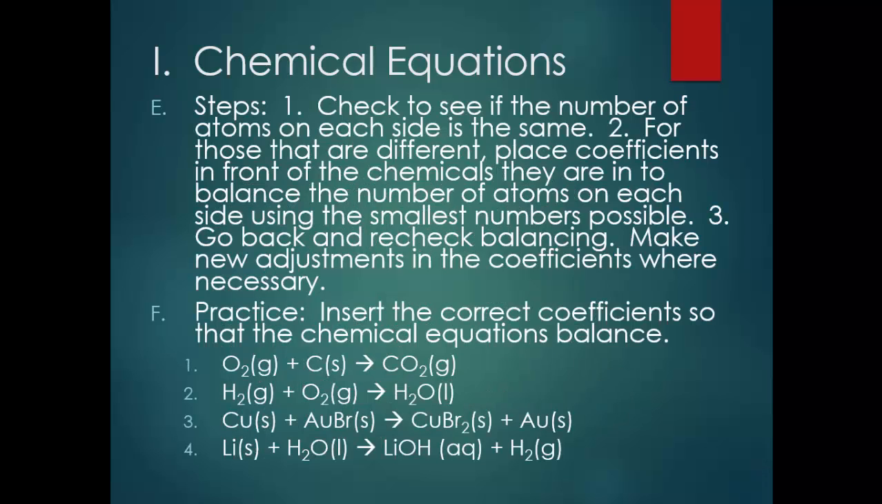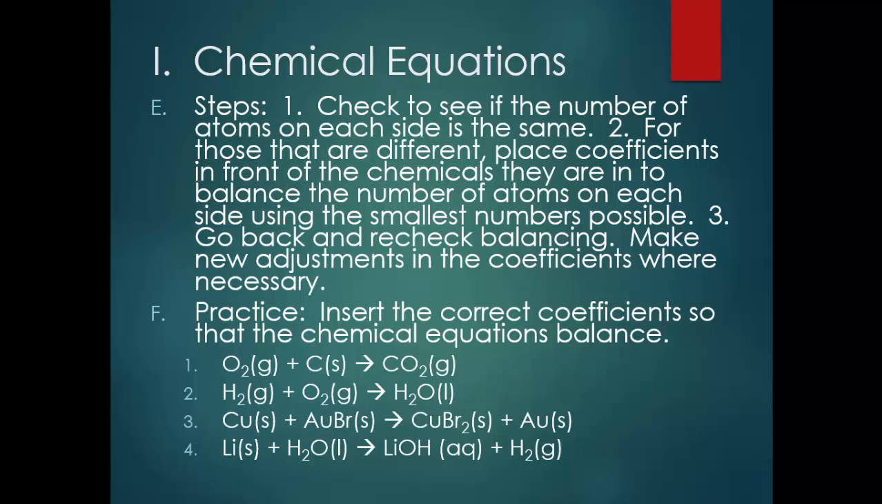So for balancing a chemical equation, you'll first check to see if the number of atoms on each side is the same. For those that are different, you'll put coefficients in front of the chemicals they're in to balance the number of atoms on each side. You'll use the smallest possible number you can use to do that. And then you'll go back and recheck your balancing and make any adjustments that are necessary. If you've balanced something and thrown off another element, then you've got to go back and rebalance that element that may have been balanced to begin with.